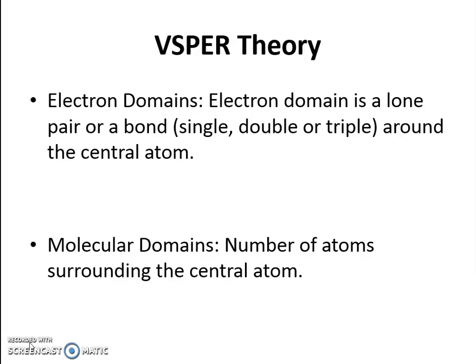Electron domains are a lone pair or a bond. A bond can be understood as a single, double, or triple bond around the central atom. Those are the electron domains. For instance, if we have a molecule that has two double bonds on the central atom, we'll have an electron domain of 2. Molecular domains is the number of atoms that are surrounding the central atom.